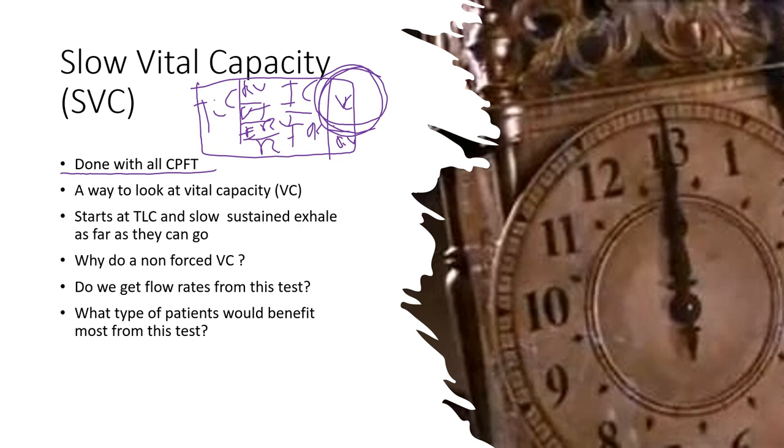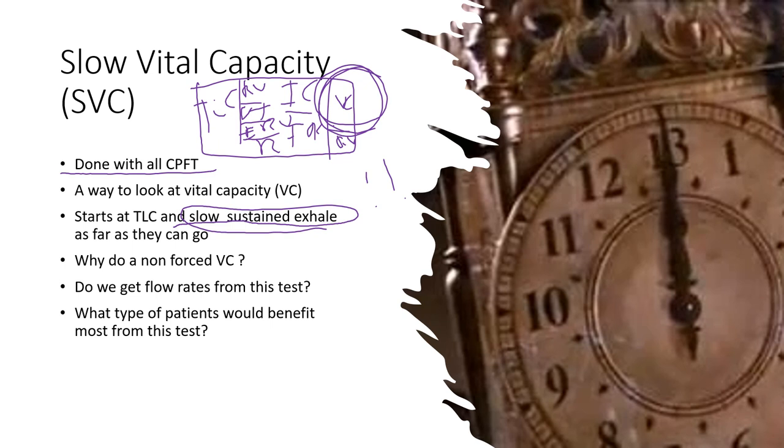So the procedure for this test, you're going to start at total lung capacity. So you're going to have them take a deep breath in and then blow, but it's going to be slow and sustained. Slow and sustained is the key word here. So this slow sustained exhalation is great. And you're going to make them do this as far as they possibly can.